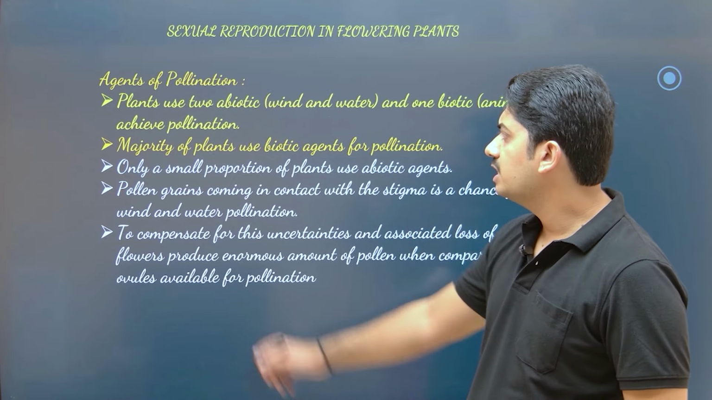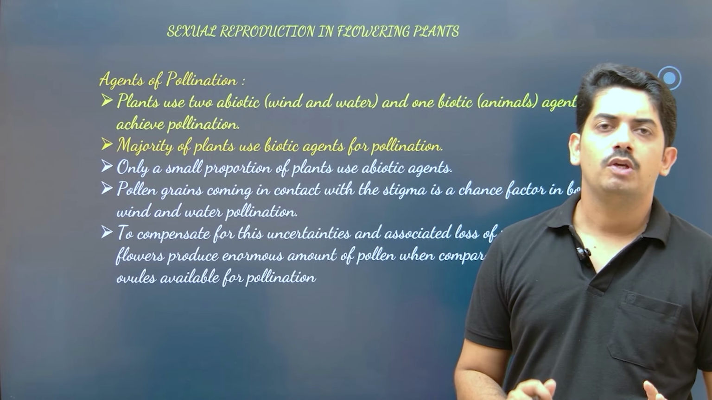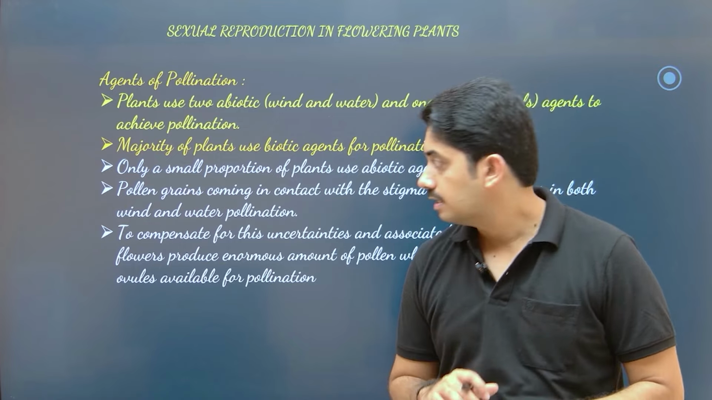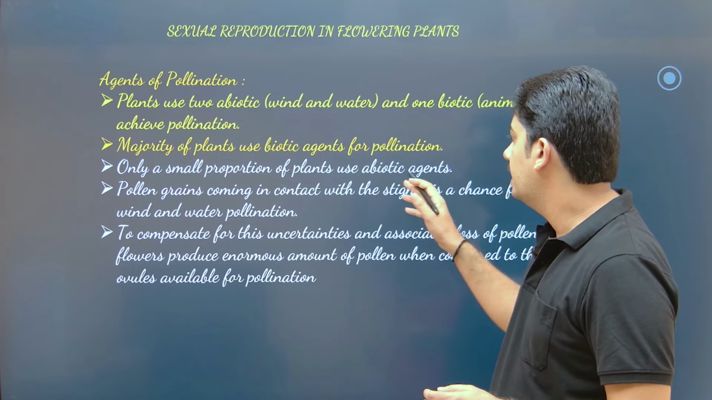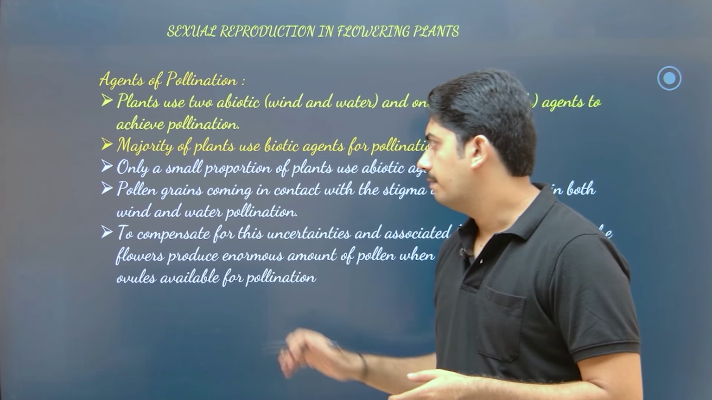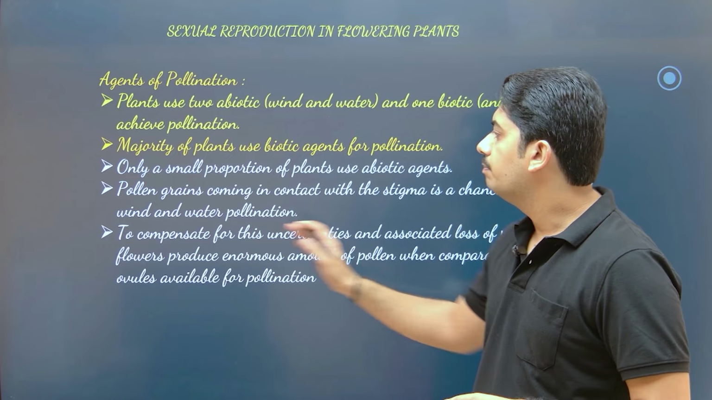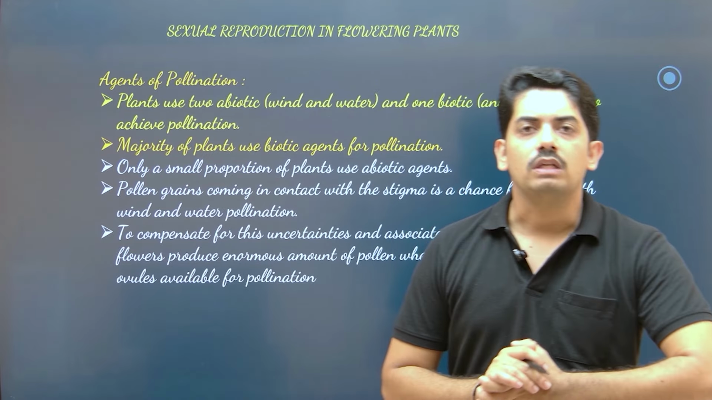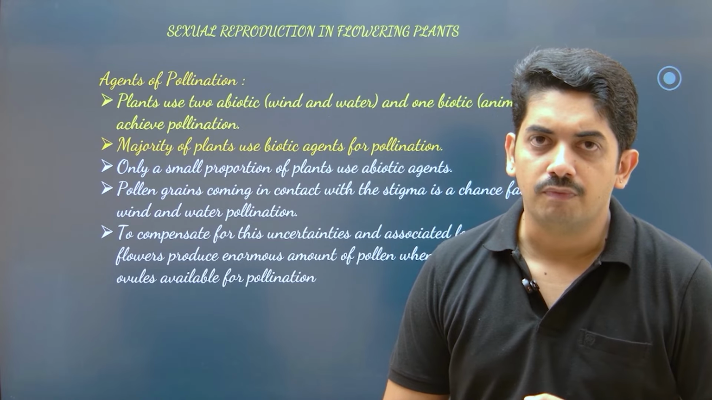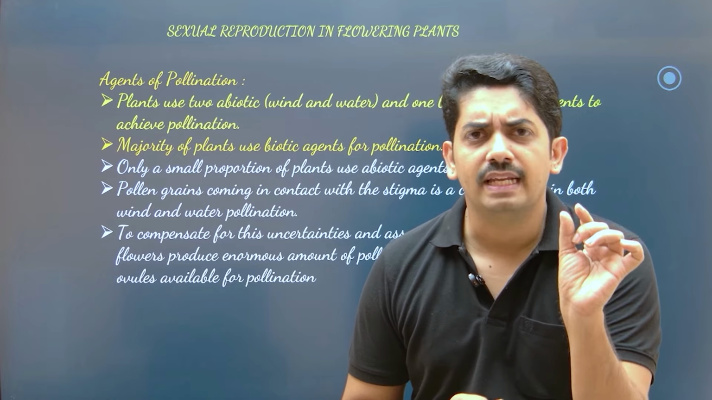Okay, the majority of plants use biotic agents for pollination. In the majority of plants, we observe the pollination takes place with the help of insects or birds or animals. Only a small portion of plants use abiotic agents, either water pollination or wind pollination. Pollen grains coming in contact with the stigma is a chance factor in both wind and water pollination. So if you observe a type of plant which is showing pollination with the help of wind and water, they produce numerous pollen grains and flowers are very small.